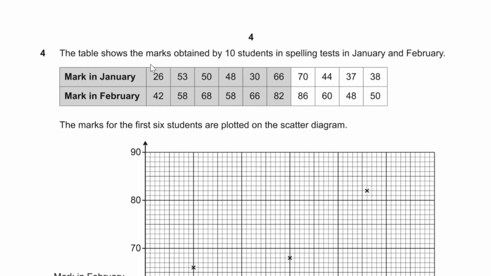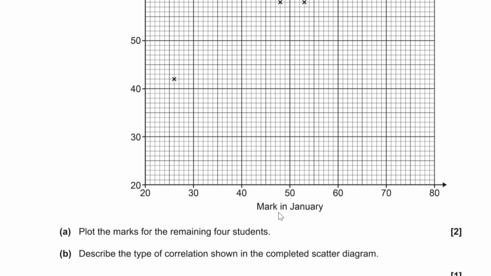Question number 4. The table shows the marks obtained by 10 students in spelling tests in January and February. We've got the marks in January, we've got the marks in February. The marks for the first 6 students are plotted on the scatter diagram. That's what we see here. So we've got the mark in January and the mark in February.